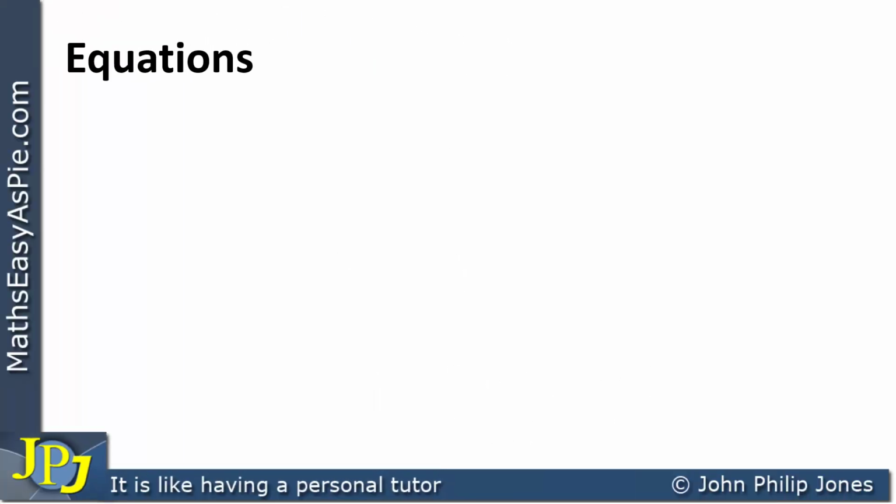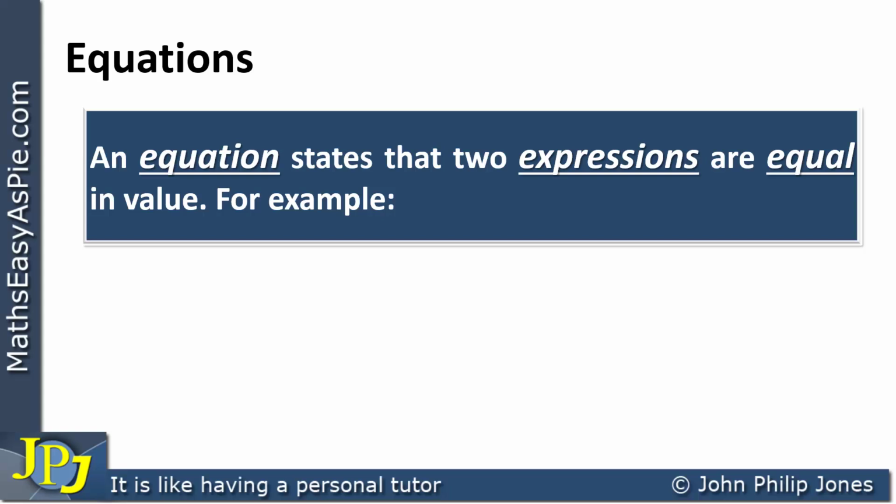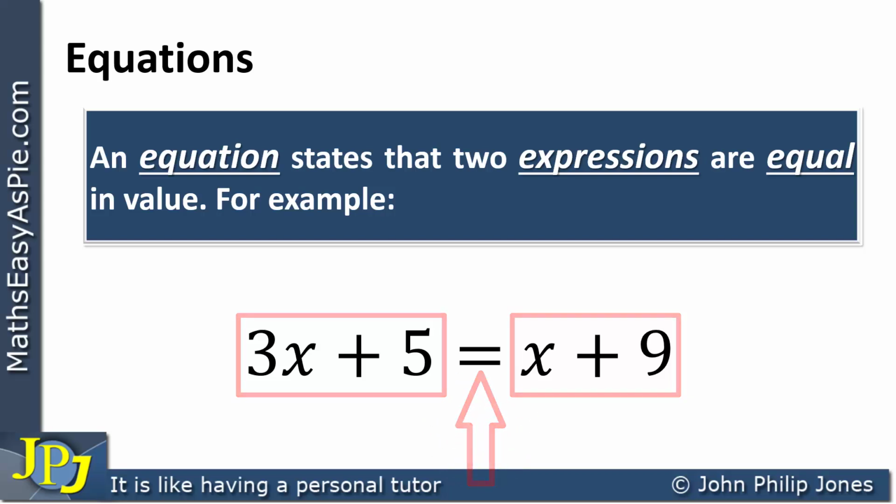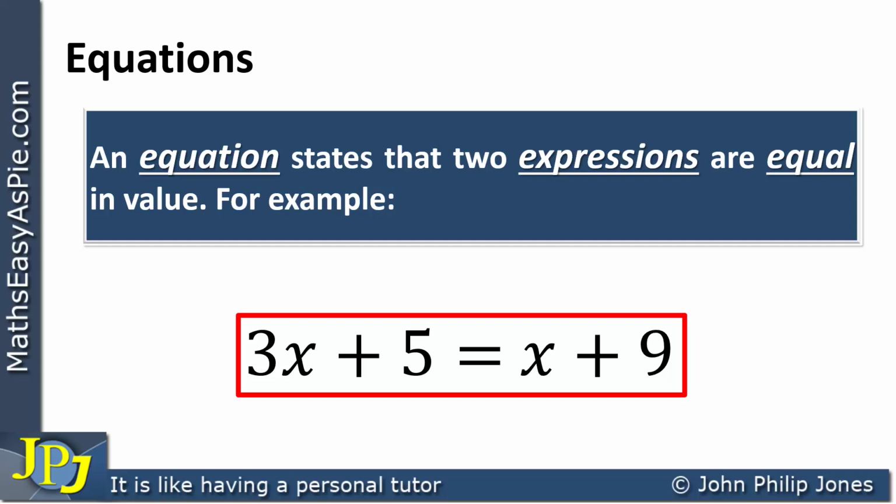Let's now turn our attention to equations. An equation states that 2 expressions, which we've just covered on the previous slide, are equal in value. For example, here you can see we have an expression, and here we have another expression. And between the expressions, you can see there is an equal sign. What this equal sign is telling us is that this expression has a value that is the same as the value of this expression. And when you have, as you have in this case, 2 expressions, and in the middle of them there's an equal sign, this is an example of an equation.